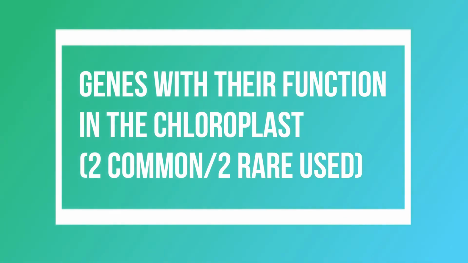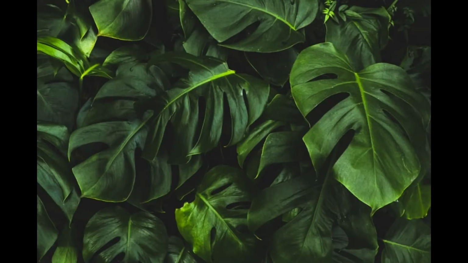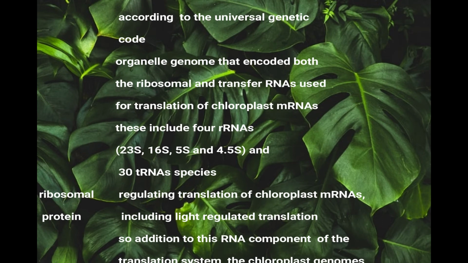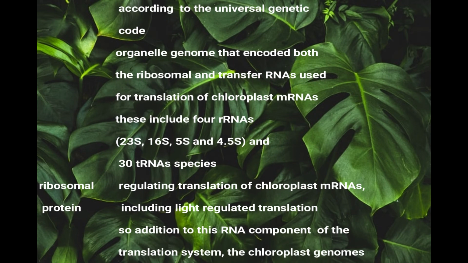Next are the genes and their functions in the chloroplast. As we know, chloroplasts have genomes similar to those of mitochondria in that they consist of circular DNA molecules present in multiple copies per organelle. Chloroplast genomes are larger and more complex than those of mitochondria, ranging from 120 to 160 kb and containing approximately 120 genes.